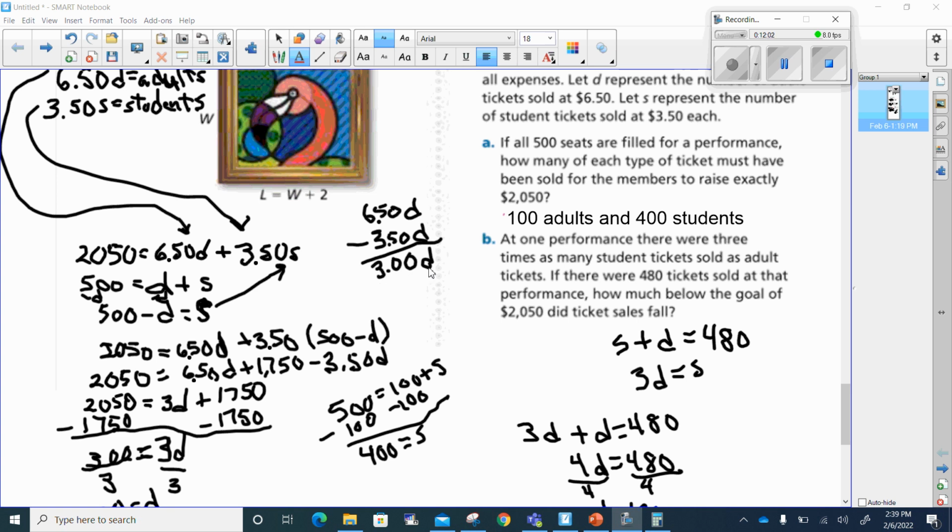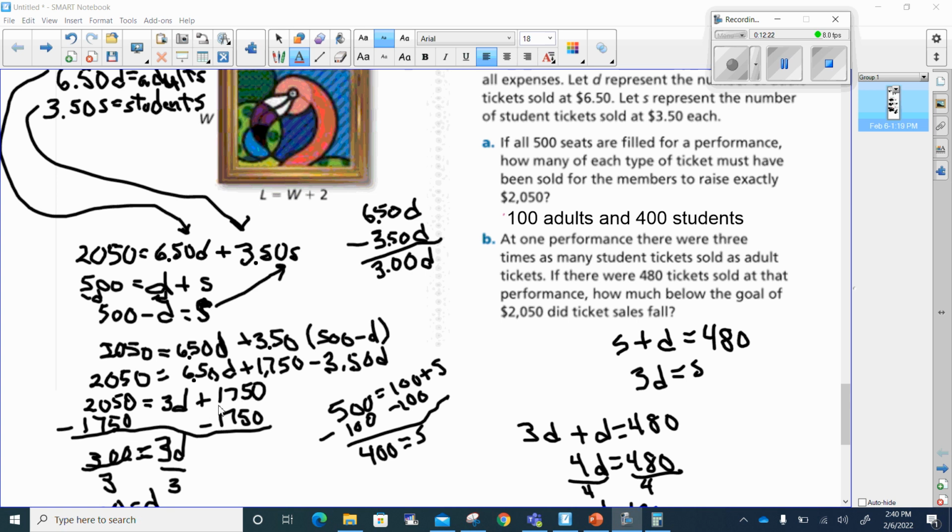So we have 3.00D. I can eliminate those zeros and just have 3D. And now we have our new equation. The 2050 comes down. Remember, we combine these terms to make 3D, and that's now we're adding it to 1,750. We never did anything to that. We got to bring it down.